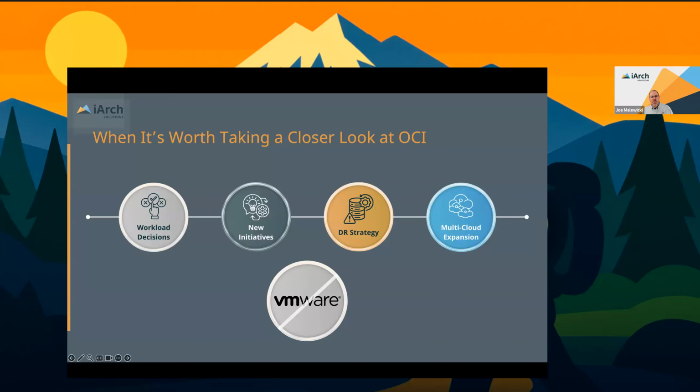Now, there's one more scenario I want to bring up. And honestly, this has become, I'd say, in the last 6 months, one of the most talked about scenarios and use cases that we're seeing when customers are evaluating OCI or looking for technology solutions for the cloud. It's a very serious problem that we're facing today. I call it the VMware problem.